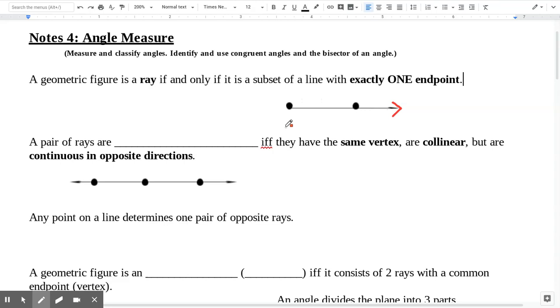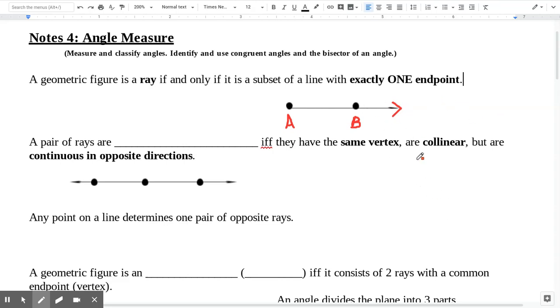So we have a starting point. We can give that point a name. Maybe we call it A. Maybe we give the next point the name B. When we look at this ray, we can see it has an initial point starting at A, and then it continues on from A, going through the point B, and forever onward in that direction.